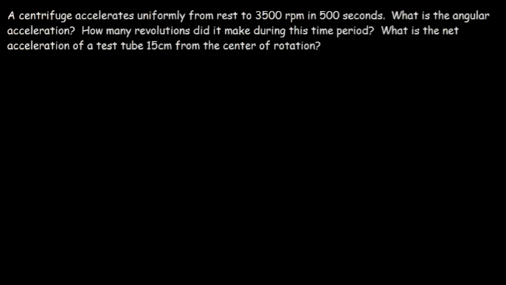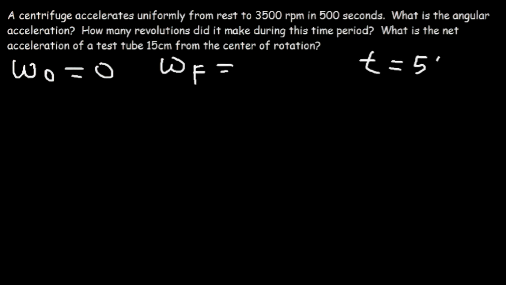A centrifuge accelerates uniformly from rest to 3,500 revolutions per minute in 500 seconds. What is the angular acceleration? So let's find it in radians per second squared. So first, let's convert revolutions per minute to radians per second. So we know the initial angular speed is 0. Let's find the final angular speed. And the time is 500 seconds.